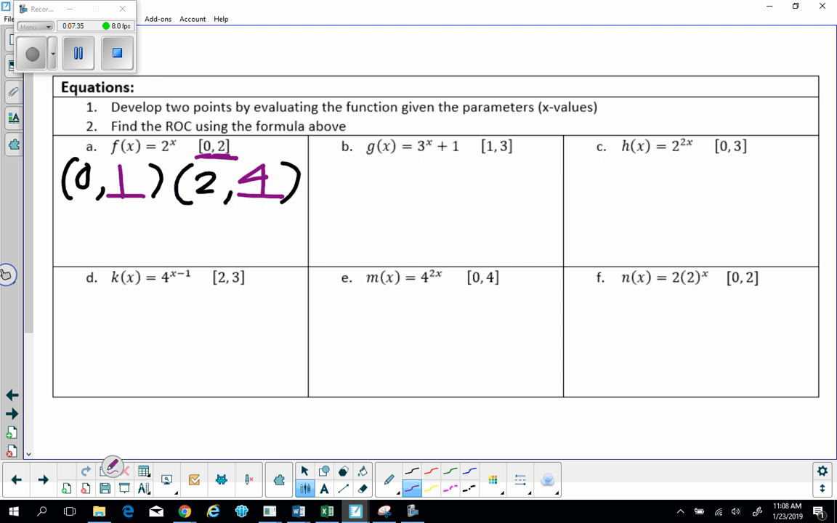And then all you do is find the slope. So I label, and plug it in. And so it's 4 minus 1 over 2 minus 0, which ends up getting you 3 over 2, which is reduced.